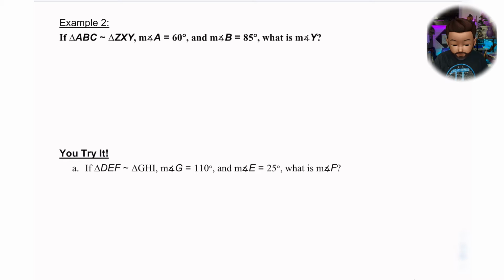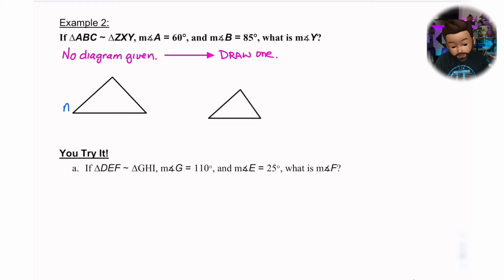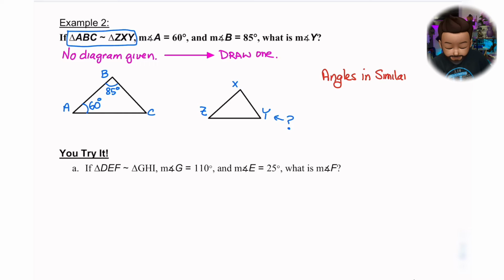Now, there are several examples where you can try by yourself, and we're not going to go through all the examples I show here, but most of them. So when there's not a diagram given, you want to draw a diagram. So we're going to draw a diagram and we're going to label it. Using the ordering in the symbolic way of writing that the two triangles are similar, we get an ordering. ABC is to ZXY.